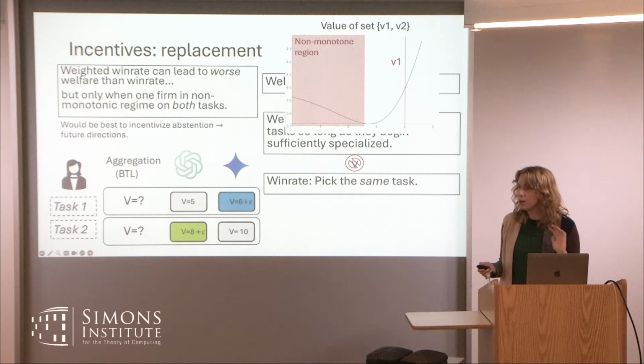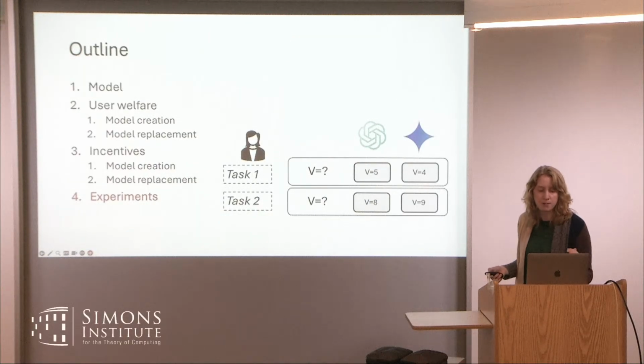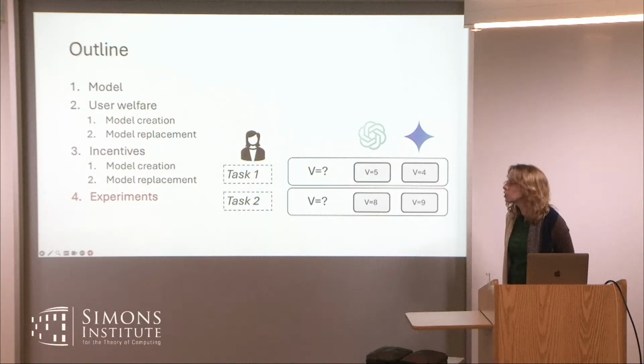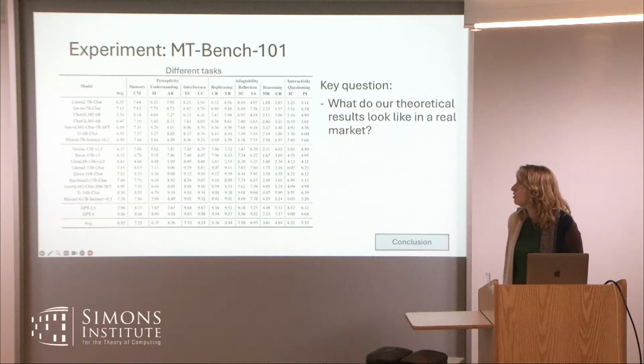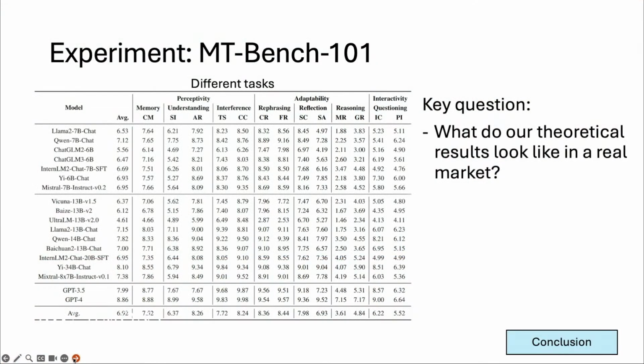Cool. So this is the end of theory. I think I have 10 minutes left, so I do have time for experiments, which I'm happy about. In this set of experiments, we looked at a real market of models. Everything I've said so far assumes some hypothetical model of markets. What we're curious about is what happens when we look at a real market of models. So we used MTBench 101. Basically, how you should read this is that there's a bunch of different models, and they have different values on different tasks. There are 13 different types of tasks, and some models are better or worse at these different tasks.